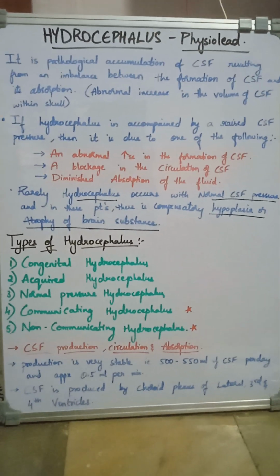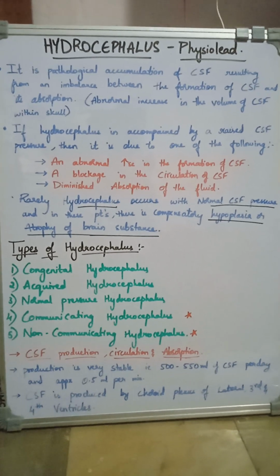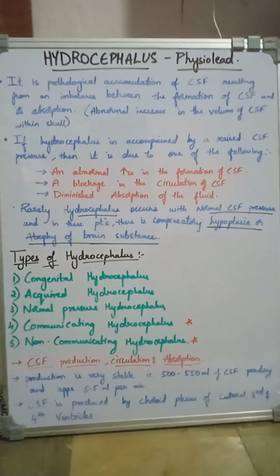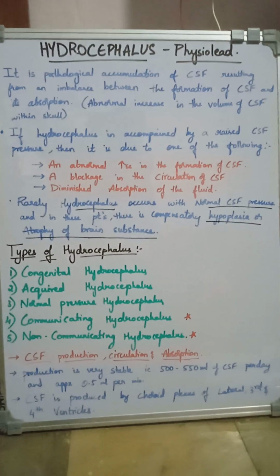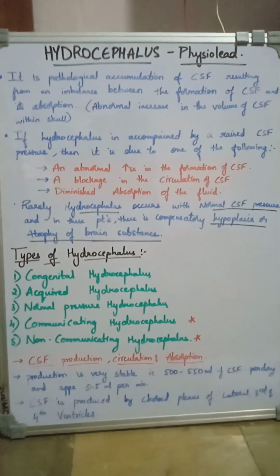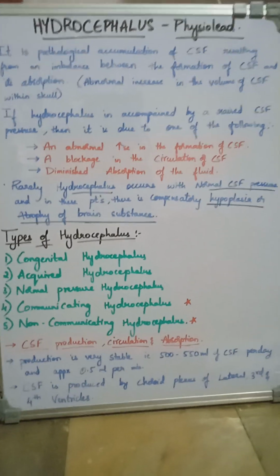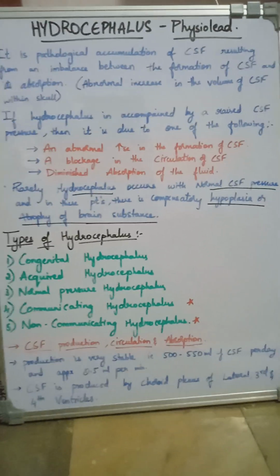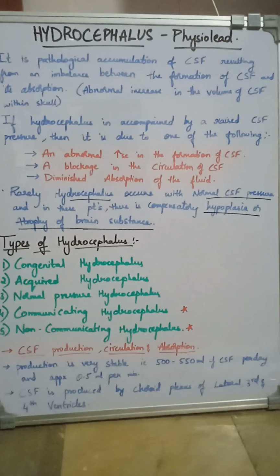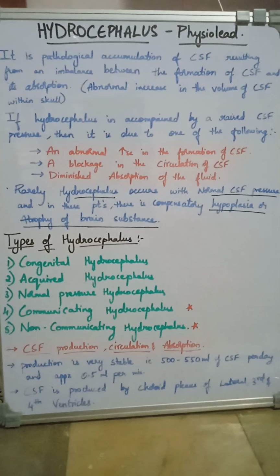So going into the topic, hydrocephalus is a pathological accumulation of the CSF, which results from the imbalance between the formation of the CSF and its absorption. Normally, the CSF is produced and it will be absorbed. However much is produced should be absorbed by the blood or our body. But in hydrocephalus, there will be an imbalance, and the ratio between the formation and absorption of the CSF will not be proper.